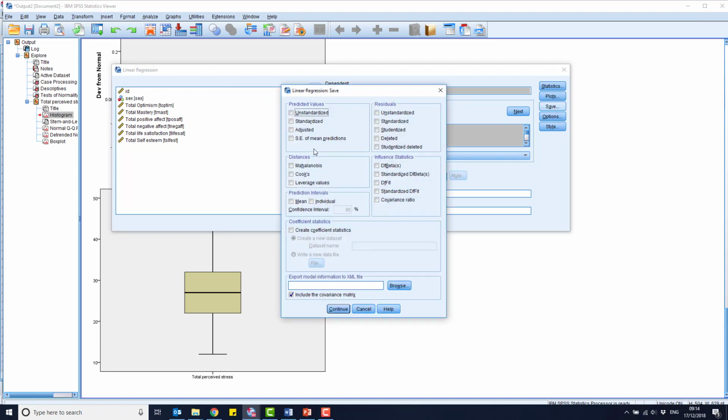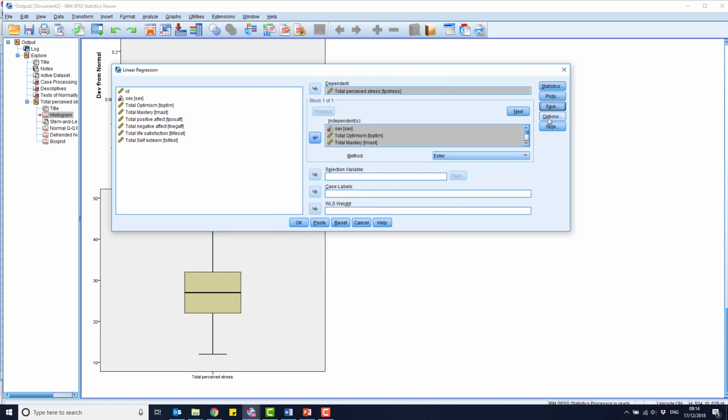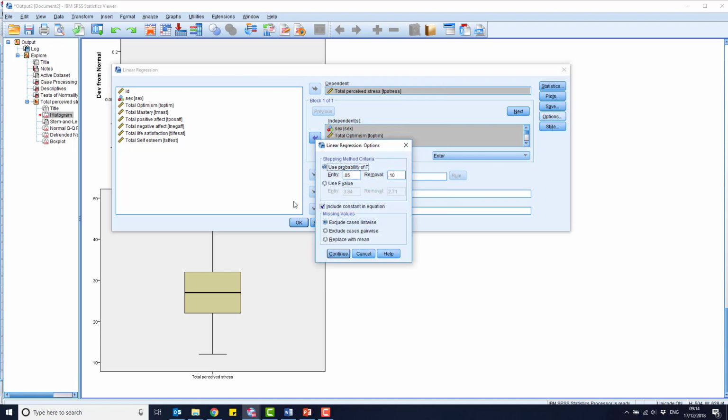And what I want to do here, I could choose different types of residuals to look at, and that will be a way of identifying multivariate outliers. So if I was going to do that, I would choose the standardized probably. But here I'm actually going to look at checking for multivariate outliers by using the Mahal distance and the Cook's distance. And then I'm going to click continue, and I'm going to choose options next.